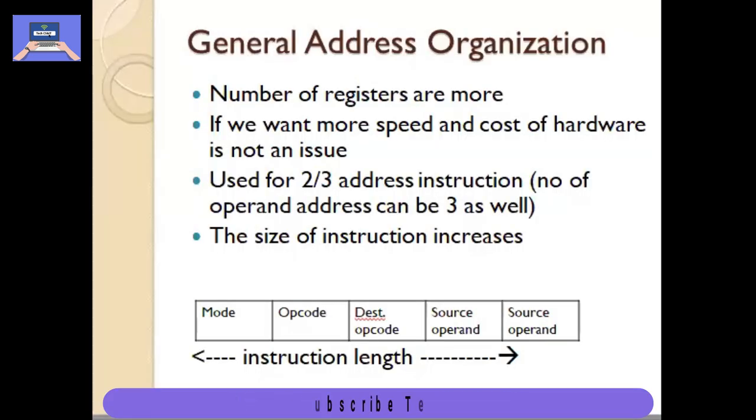In general address organizations, we have more registers to solve our problem at hand. But because of that, the size of the instruction increases. You can see from the example of the instruction in a general address organization, we have the addressing mode, then the opcode, then the destination operand, source operand, and source operand. What this means is that we can have different operands to perform on the same data. When we see the example, we can get more clarity about it.